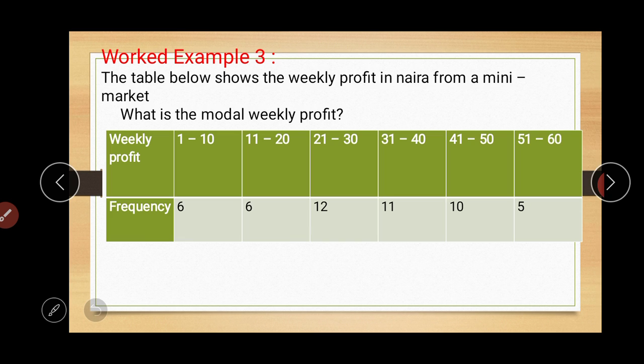So let's look at this worked example. This is the table given to us. We have to calculate the mode, and don't forget the modal class here. First you have to detect the modal class. The modal class here is 21 to 30, because that is the one with the highest frequency. You can see that the frequency there is 12, and that's the highest in the distribution.